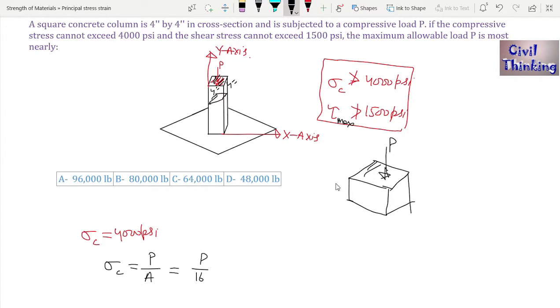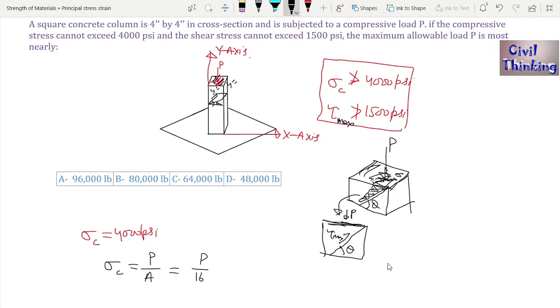There will be some plane, for example, which is inclined at some angle theta. This is the plane on which there will be shear stress. We call them oblique planes, which are inclined by angle theta. If I show this face like this, this one is this plane. Now let the inclination be some angle theta, and there will be some shear stress tau max.